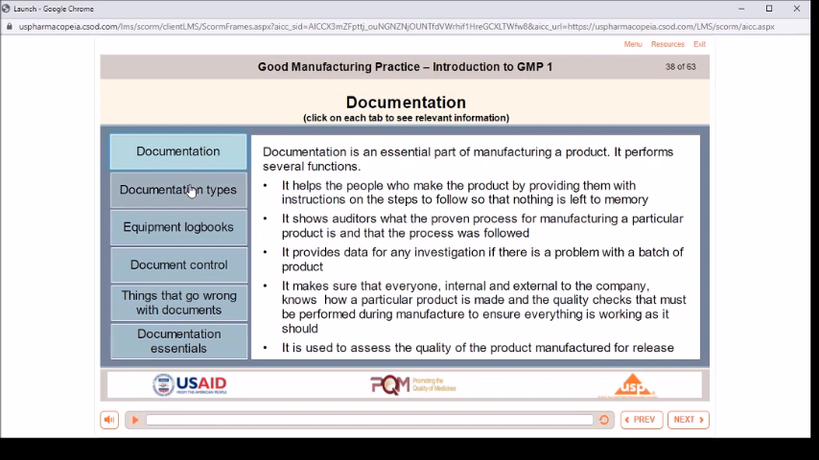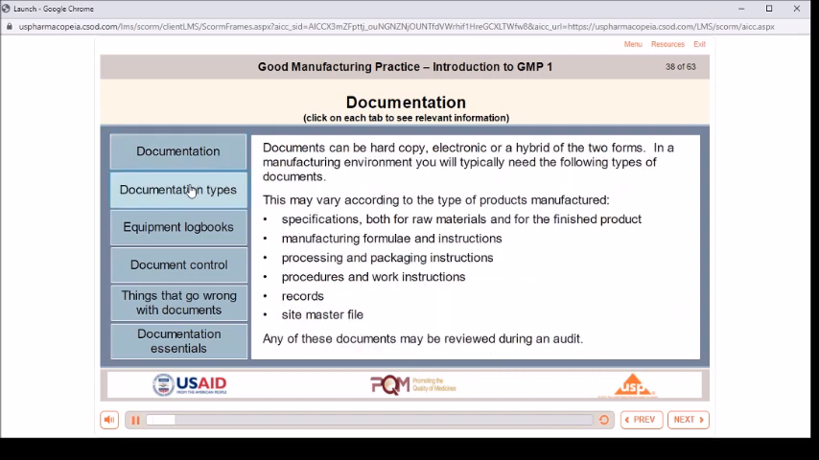Documentation types. Documents can be hard copy, electronic, or a hybrid of the two forms. In a manufacturing environment, you will typically need the following types of documents. This may vary according to the type of products manufactured. Specifications both for raw materials and for the finished product, manufacturing formulae and instructions, processing and packaging instructions, procedures and work instructions, records, and site master file. Any of these documents may be reviewed during an audit.